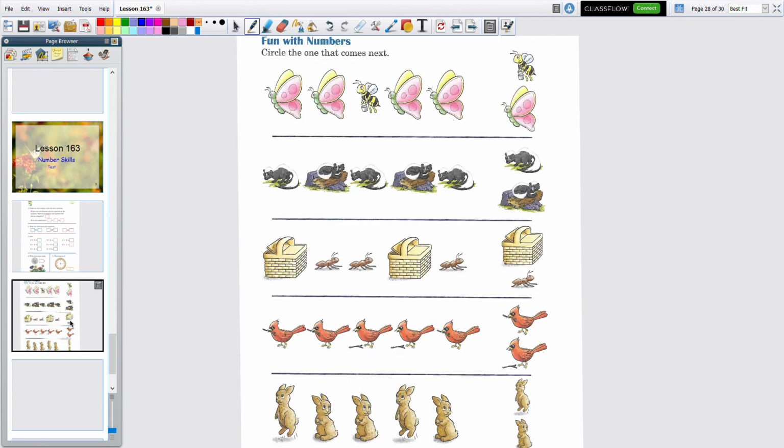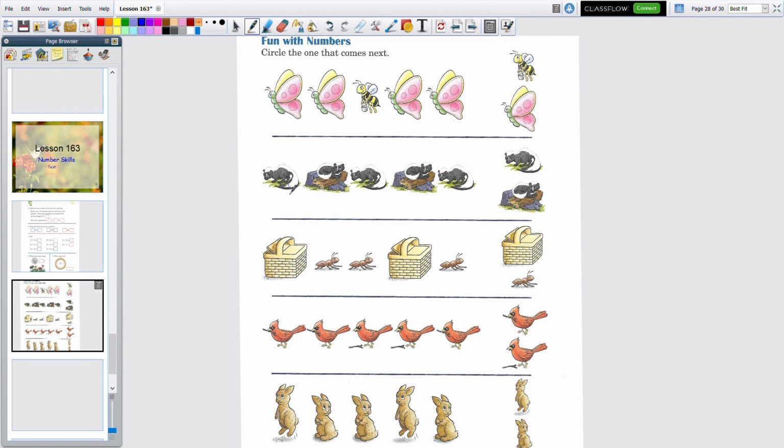I'm going to go to the next page, and this is just a really fun thing to do. It's a pattern. Butterfly, butterfly, bee. Butterfly, butterfly. What would come after that? And if you look at this, you've got 2 butterflies and a bee. 2 butterflies and a bee, so you'd circle the B.